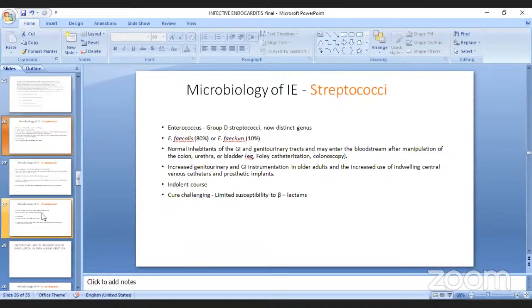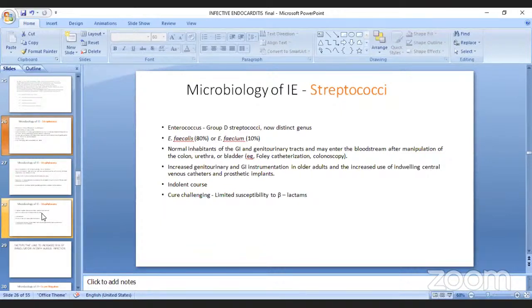So, increased genitourinary and GI instrumentation in older adults, and increased use of indwelling catheters, indwelling central venous catheters and prosthetic implants, you can have Enterococcus positive in that. It has a very indolent course, and the cure is very challenging, because it has very limited susceptibility. I'll tell you why, which is a very important point: why it has limited susceptibility to beta lactams.